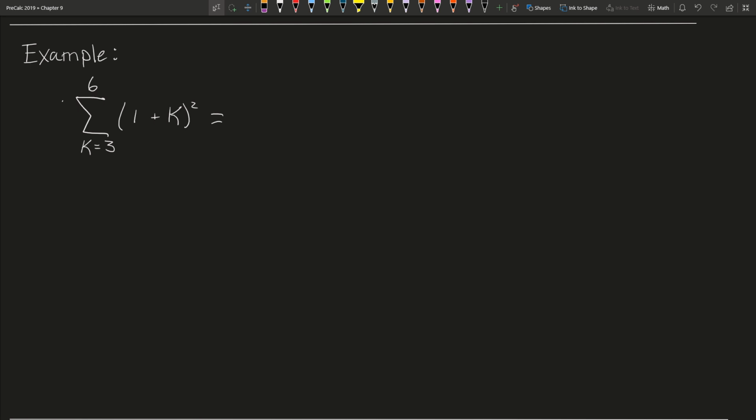Okay. So in this example, we're trying to sum from k equal to 3 to k equal to 6 of 1 plus k squared. Okay, so if we write that out, that's 1 plus 3 squared, right? Our lower limit is 3, so that tells us where to start. Plus 1 plus 4 squared, all the way up to 6.